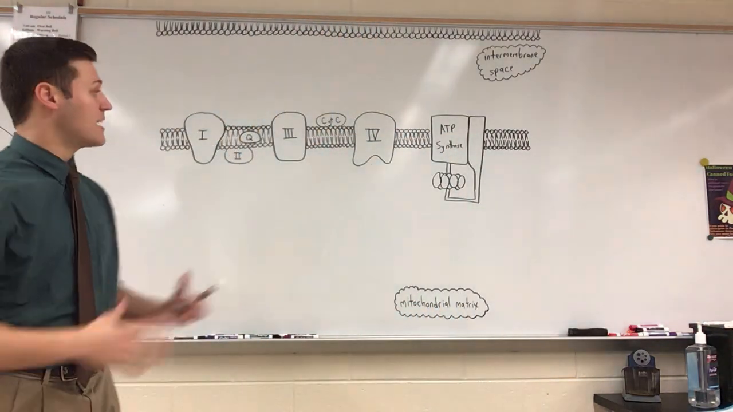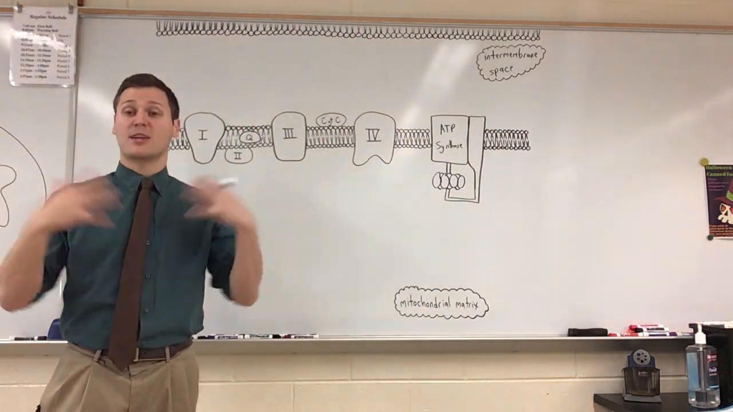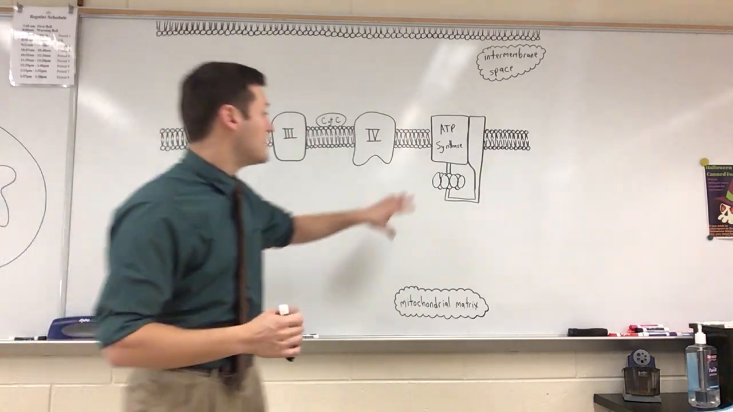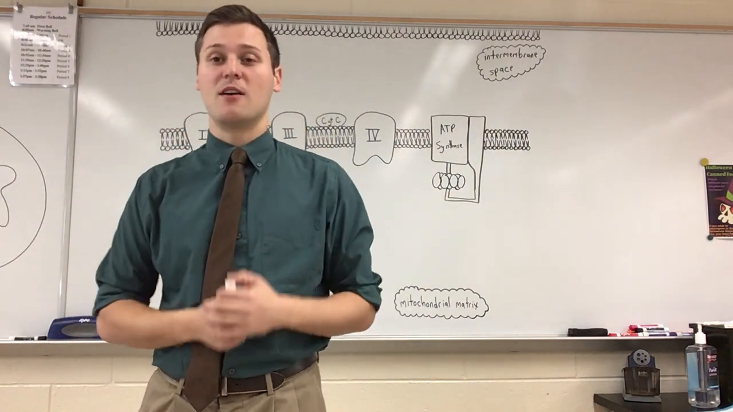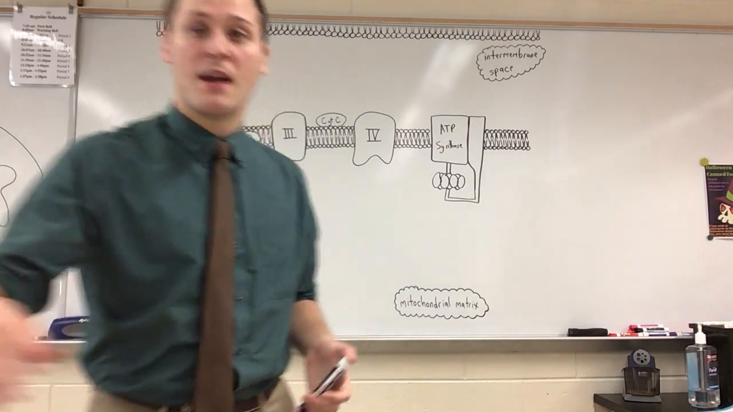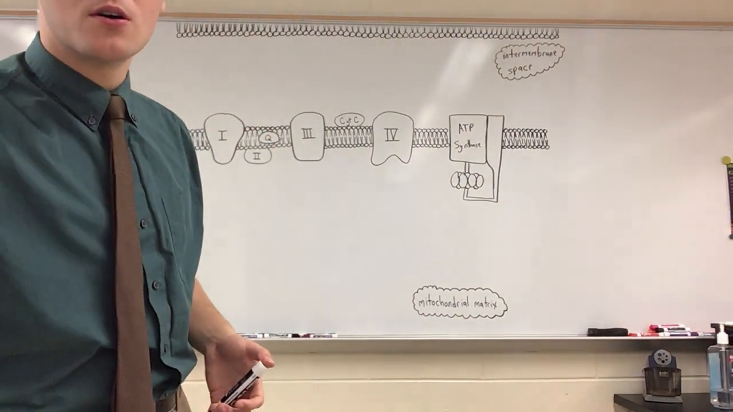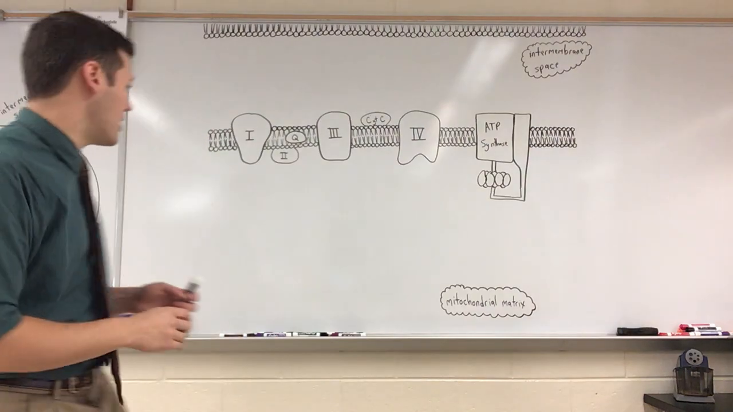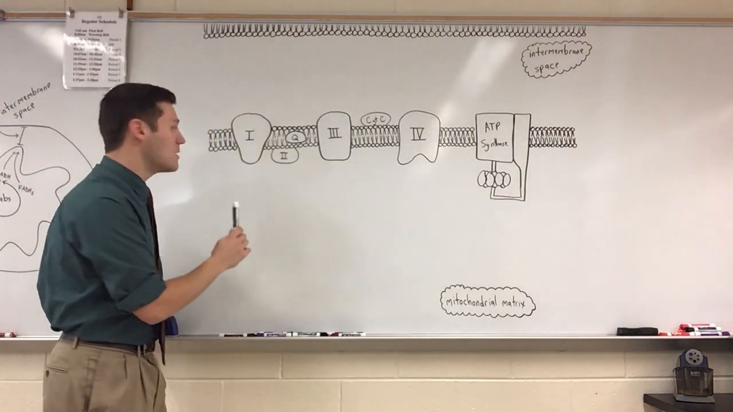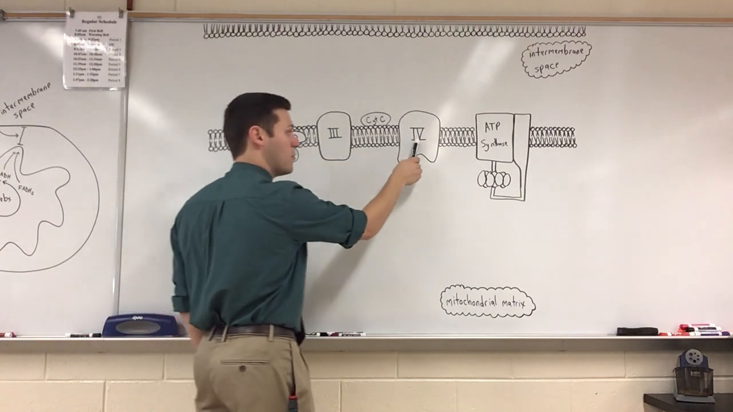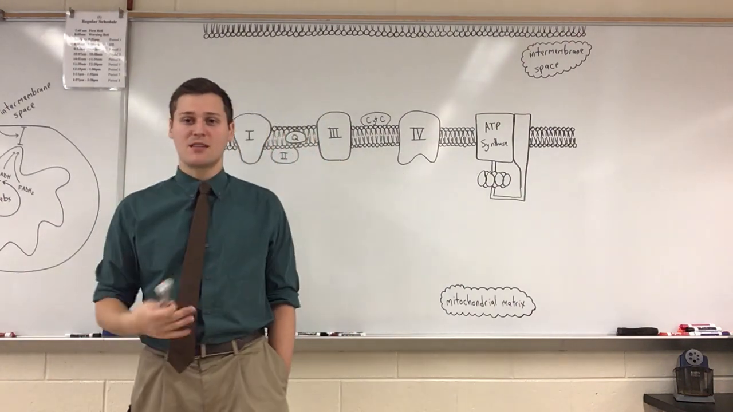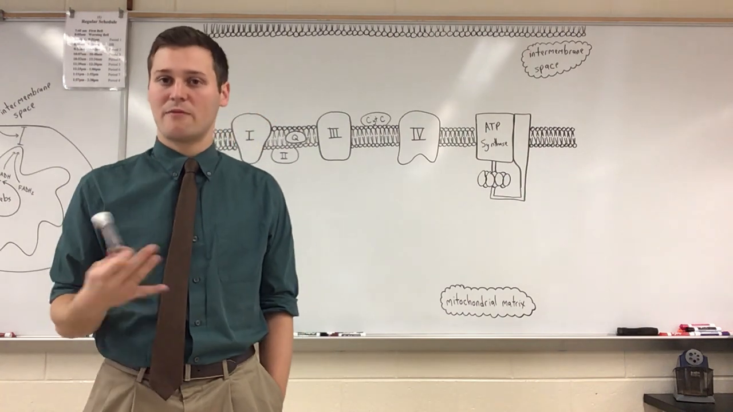So here is my sketch of the electron transport chain, as well as ATP synthase, all part of oxidative phosphorylation, the last step of cellular respiration. Now, if you were to look at this, notice there are a couple of complexes here. There's complex 1, complex 2, complex 3, and complex 4. They all have names, but we won't go into the specifics of those names.